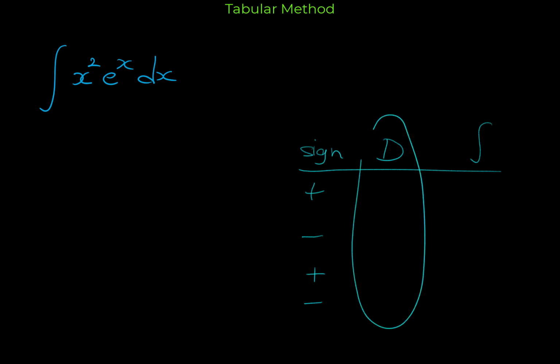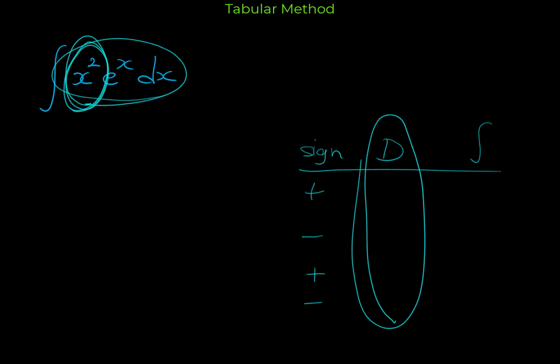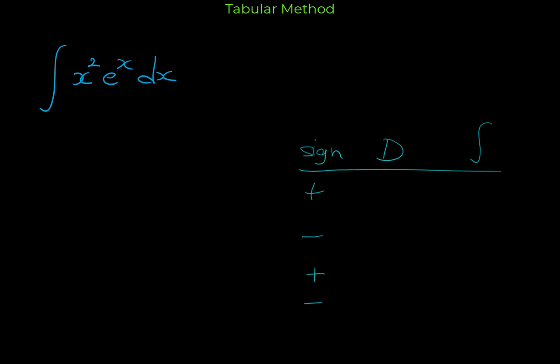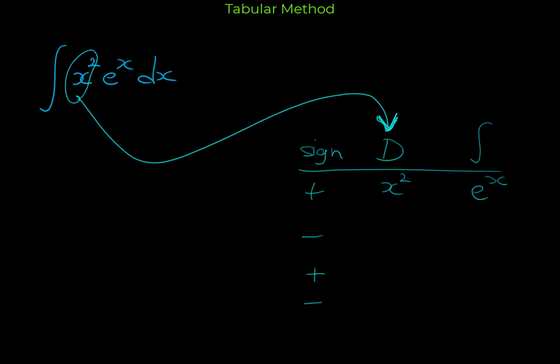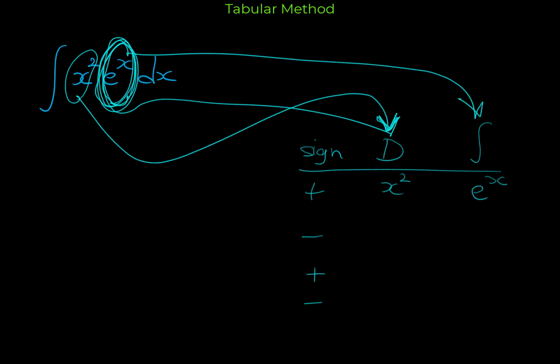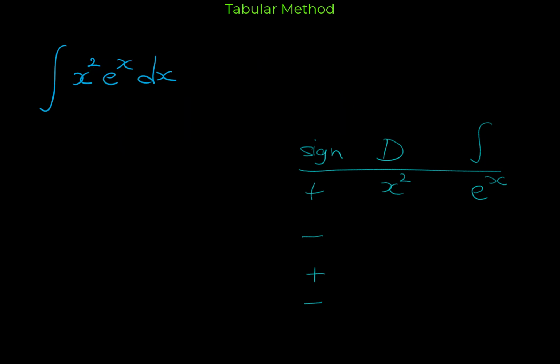In the derivative column, you have to put the polynomial part of your integral. So in this example, x to the 2 goes to the derivative column, and e to the x goes in the integral column. So the polynomial always goes to the derivative column, and the exponential, which in this case is e to the x, or the trig function, goes in the integral column.